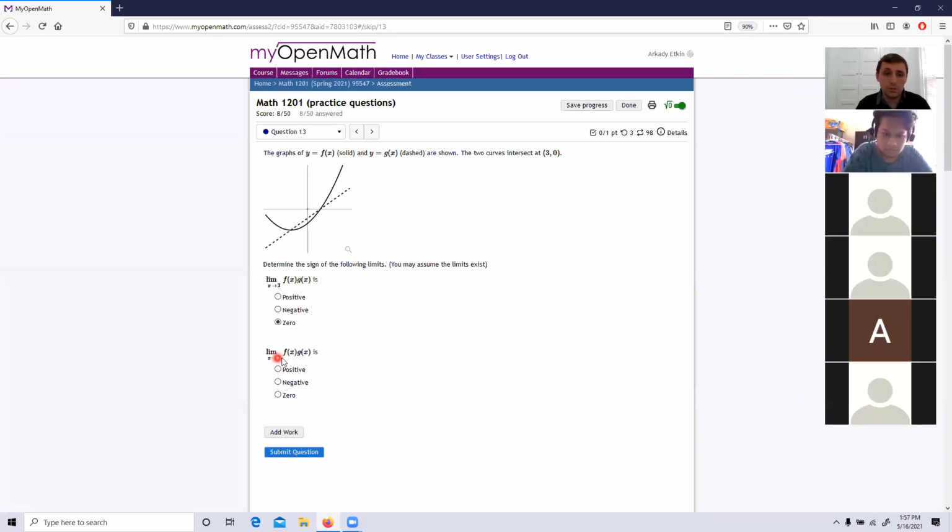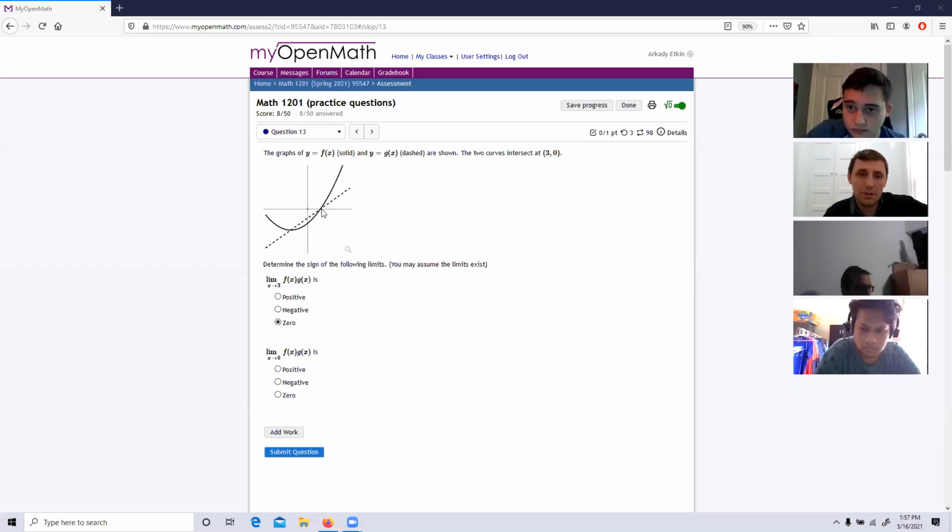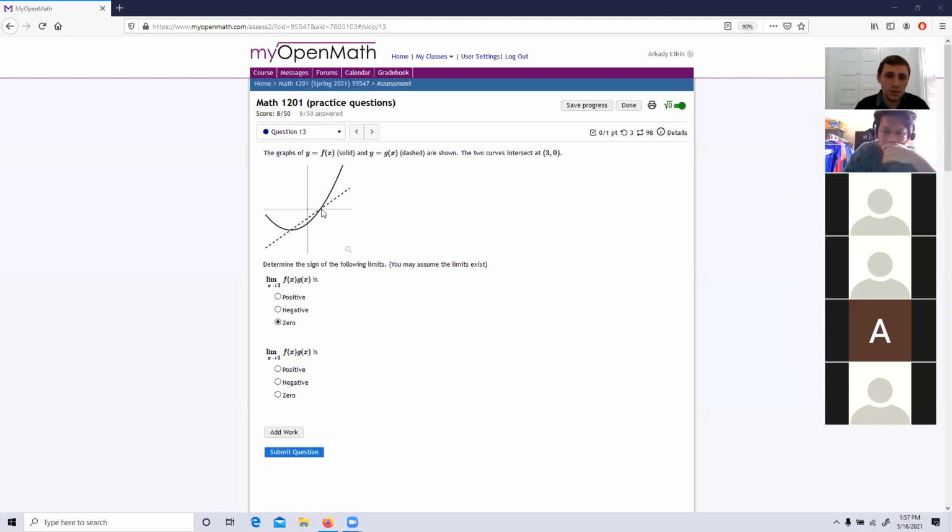Next, as x goes to 0, f of x times g of x, what's the sign? Because look where it is. You multiply two numbers, they're intersecting at 3, 0. So you approach, g is approaching 0, and f is approaching 0. What sign could it be if you take the product? It's like you take two numbers that are essentially 0. So you multiply 0 times 0. What sign is it going to have? It's going to be 0. Among these options, it's just 0, right?